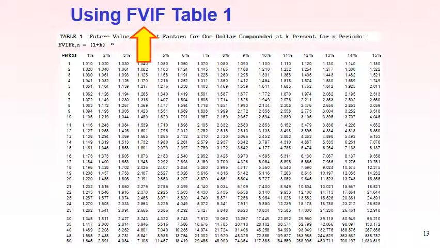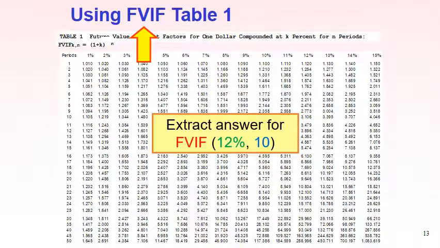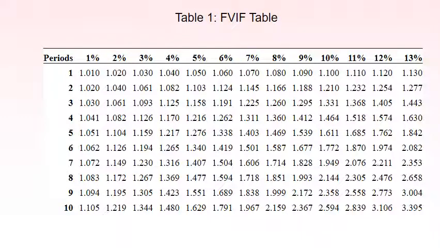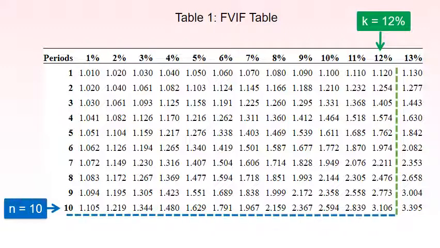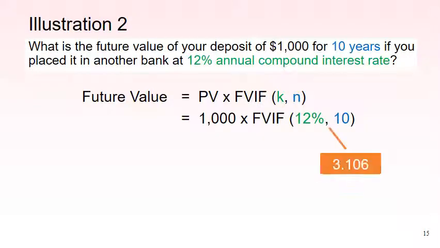Just make sure you get the correct table. Next, we're going to find the answer from the table. With the known value for K and the known value for N, the intersection is the answer. Substitute the answer from the table into the formula, and we get an answer of 3106.